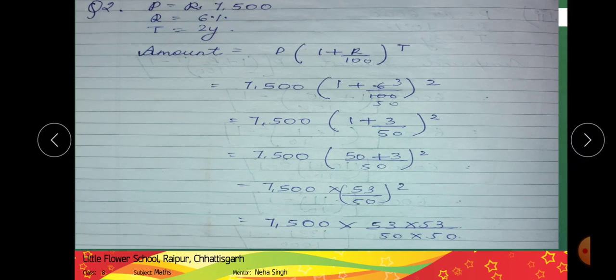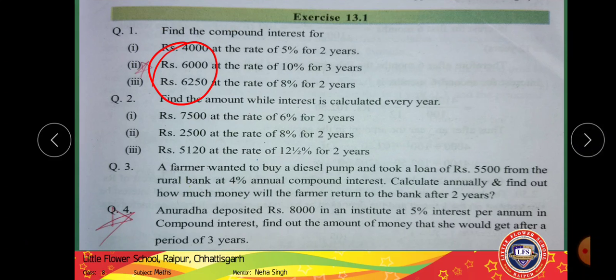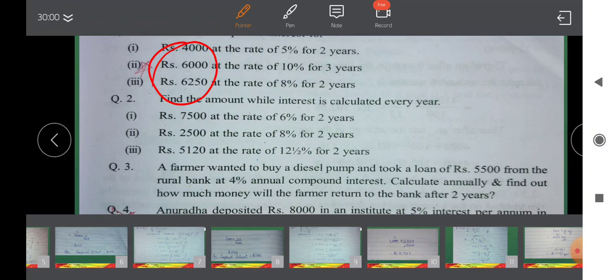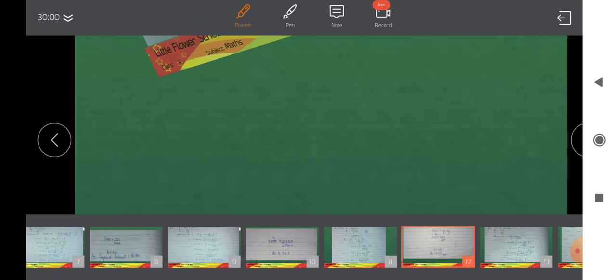Now moving on to the next question, question number 2. Find the amount when interest is calculated every year, right? So again, of these three I'll solve 2 questions and one will be your homework. Now which formula will we have to use? Till now we were using the formula for compound interest. Here which formula is it asking us to use? Here we'll be using the formula for amount. The formula is the same, only the minus 1 is excluded in amount, right?